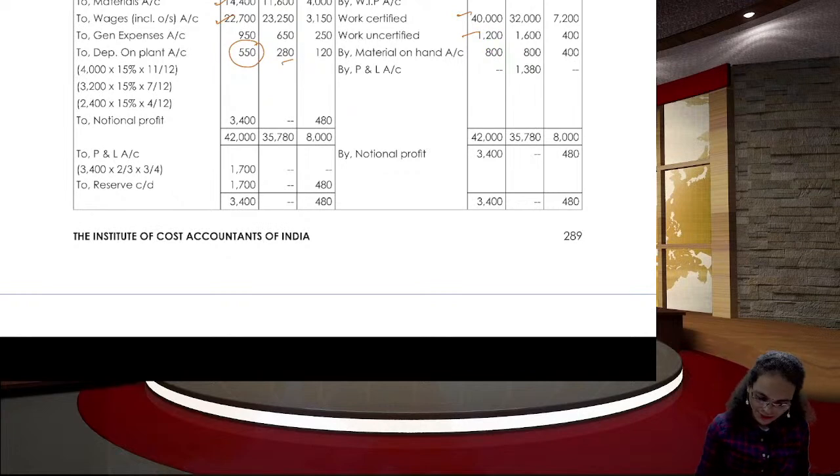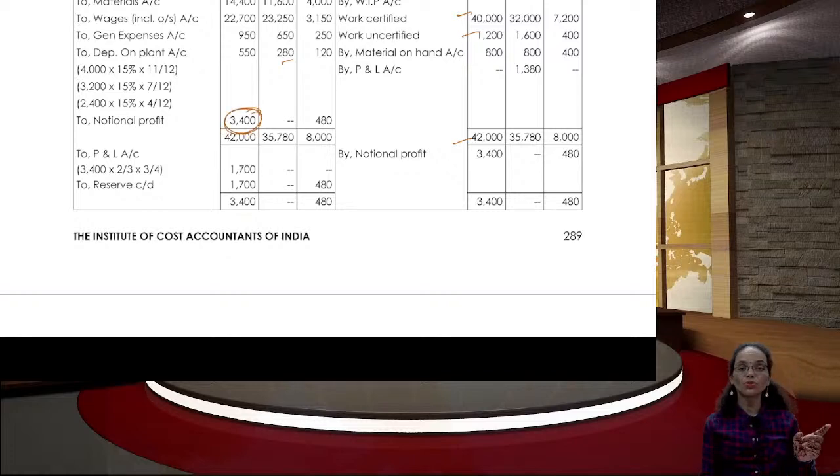Right? Now, you calculate it for 1 year, I will show you. 40,000 plus 1200 plus 800, that is 42,000 this side, minus 14,400 minus 22,700 minus 950 minus 550, that is 3,400. Here, this is the notional profit you got. But you should get the doubt what is the amount to be transferred to the P&L. For that, what did I tell you? Check the degree of completion, percentage of completion.